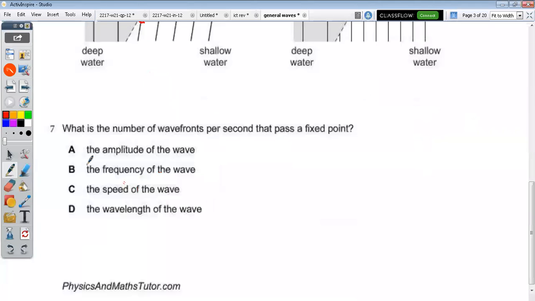Yes, sir. What is the number of wavefronts per second that pass through a fixed point? What do you call it? Number of wavefronts that pass through a fixed point.